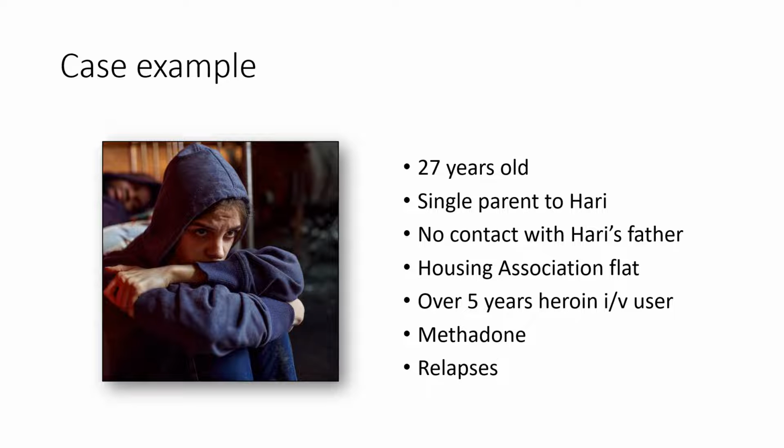Rhian has a long history of substance misuse and has been an intravenous heroin user for over 5 years. During her pregnancy, she succeeded in reducing her heroin use, but relapsed towards the later stages of her pregnancy. Since Harry's birth, Rhian has been on methadone and supervised by the Substance Misuse Service. She has relapsed several times back to intravenous heroin use. Rhian has some support from her mother, and Harry attends a nursery and is cared for by a childminder on weekdays.